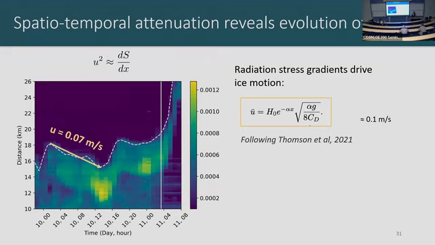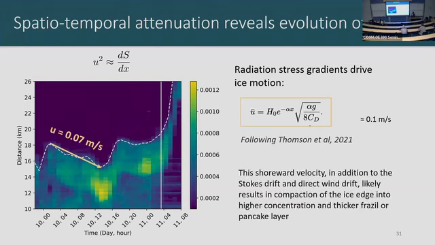Following on some previous work, we expect that the radiation stress gradients at the ice edge can drive ice motion both along the ice edge, but also in the cross-shore direction. So we can calculate what we would expect based on linear wave theory, that ice edge compaction to be from the radiation stress gradients, which for this case would be about 0.1 meters per second. And that agrees pretty well with what we observed in this plot.